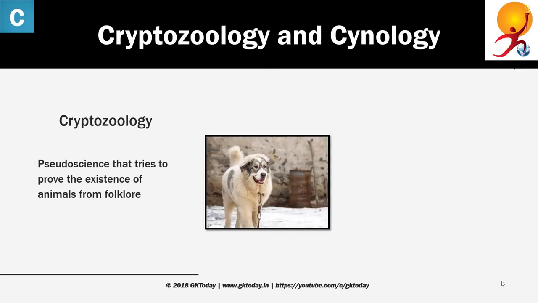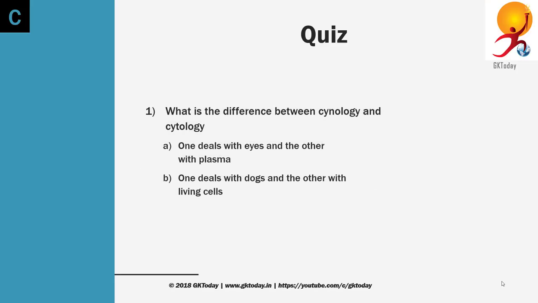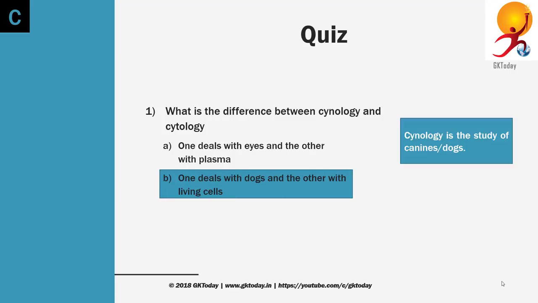Cryptozoology, it's a pseudoscience. It tries to prove the existence of animals that exist in folk tales, say the unicorn or the Loch Ness Monster. Cynology, on the other hand, is the study of canines or domesticated dogs. So question 1 for the quiz, what is the difference between cynology and cytology? Option A is one deals with ice and the other with plasma. Option B is one deals with dogs and the other with living cells. We already know cynology deals with dogs and cytology with living cells. So the answer is, of course, B.